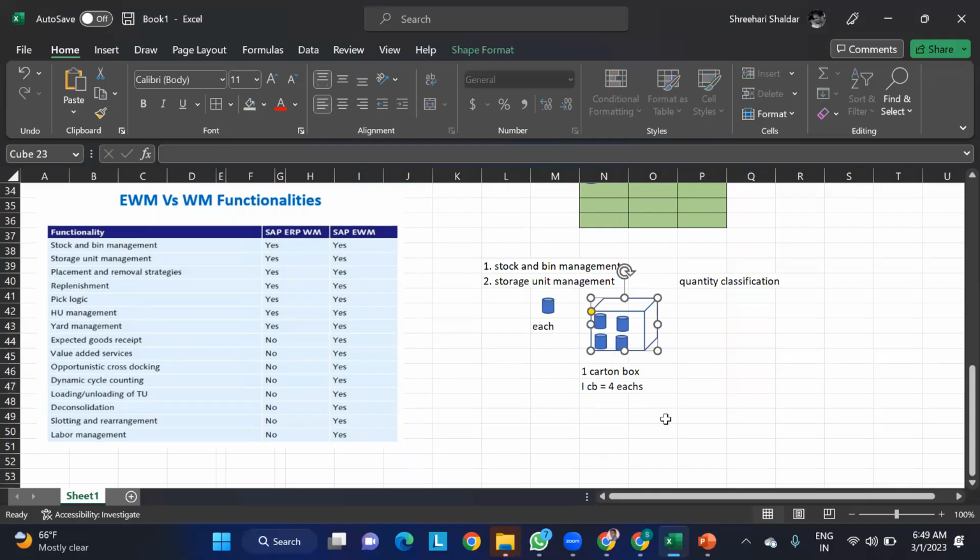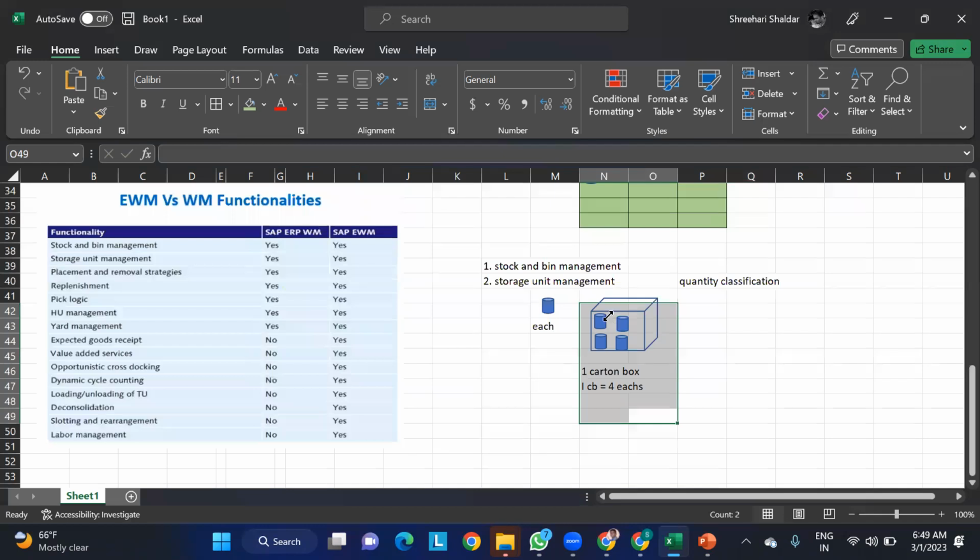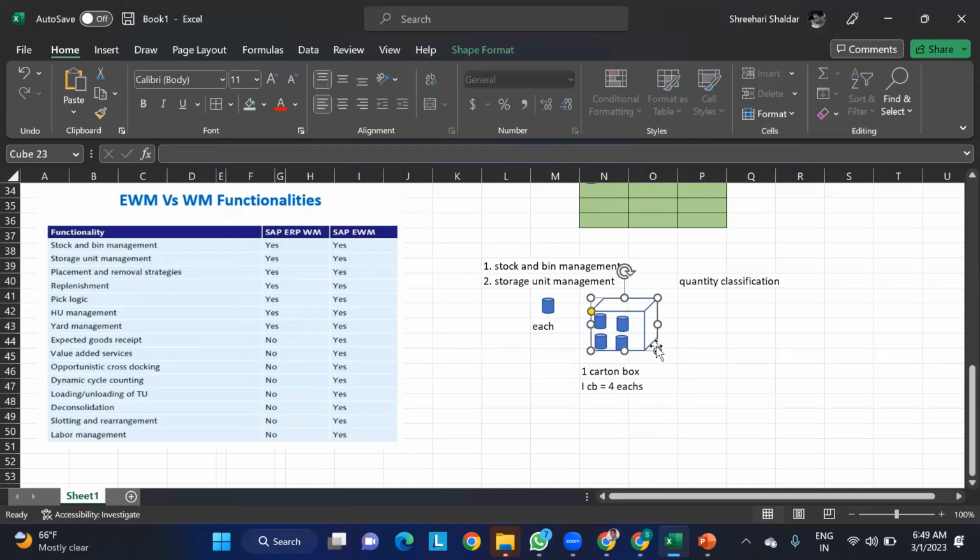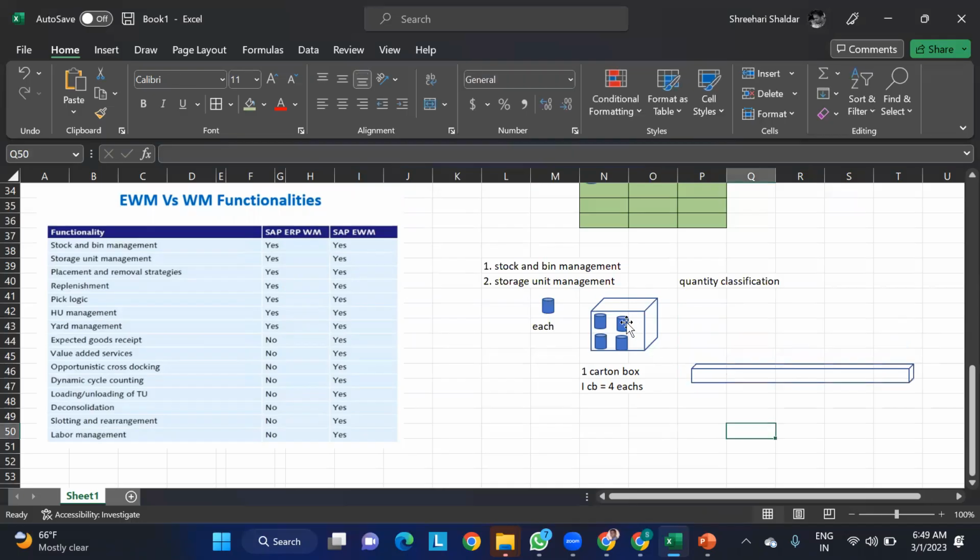So let us consider this is one particular storage unit management. Or else, what I can do is bring these things onto one pallet. Let us consider this is a pallet for me.